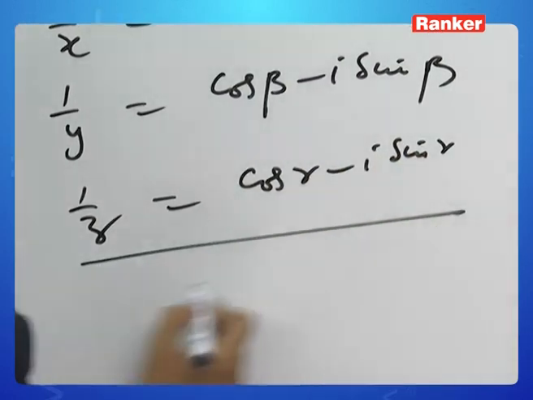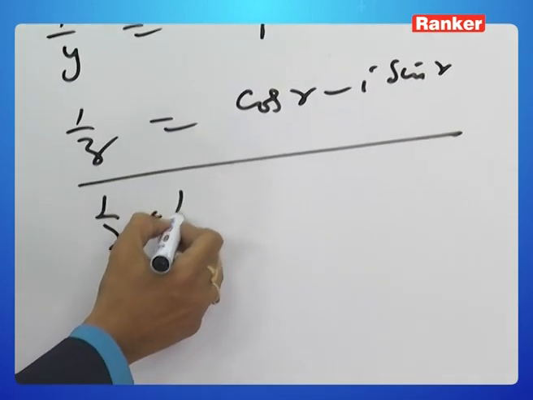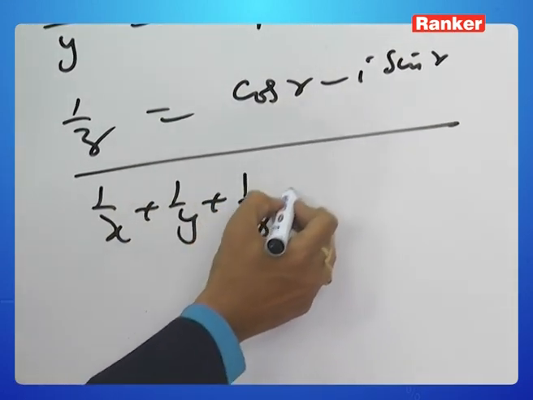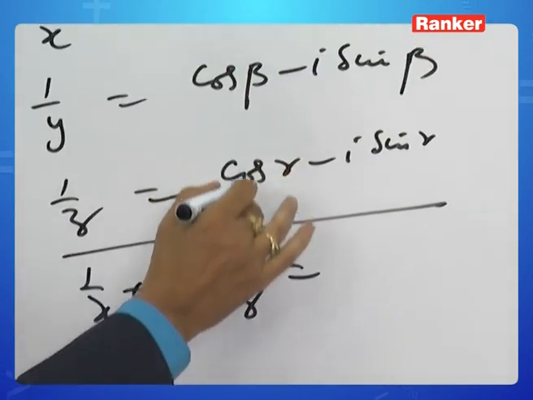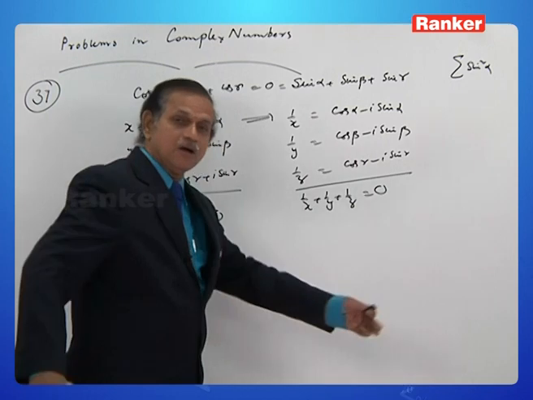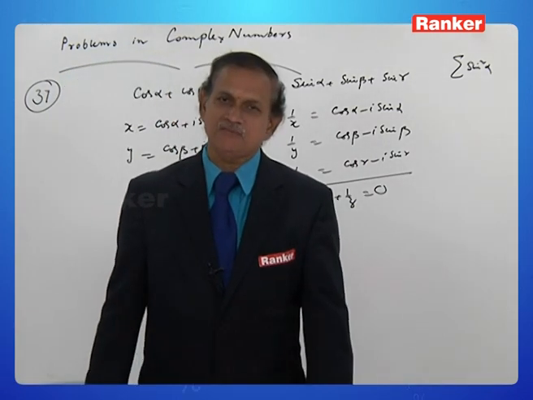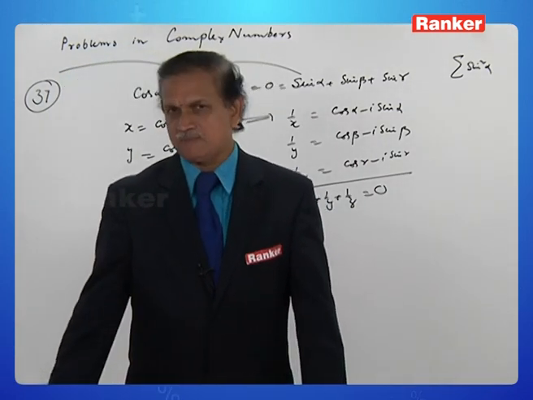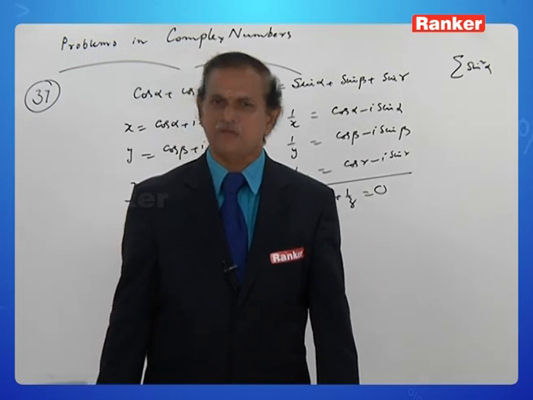You add all these things, you will be getting 1 by x plus 1 by y plus 1 by z is also cos alpha plus cos beta plus cos gamma, 0, minus i into sin alpha plus sin beta plus sin gamma, 0. That is, both x plus y plus z is equal to 0 and 1 by x plus 1 by y plus 1 by z is also 0.